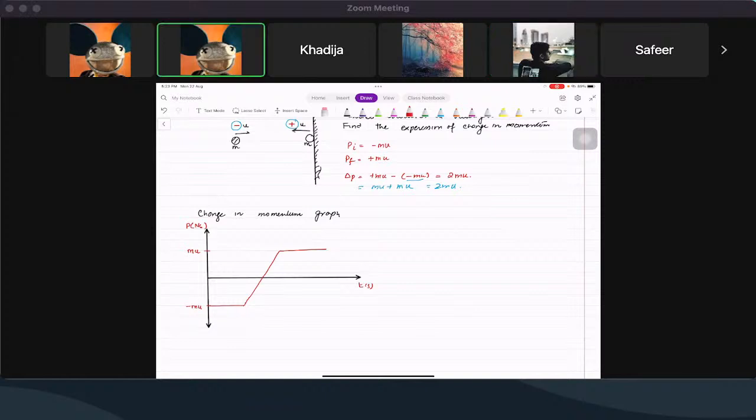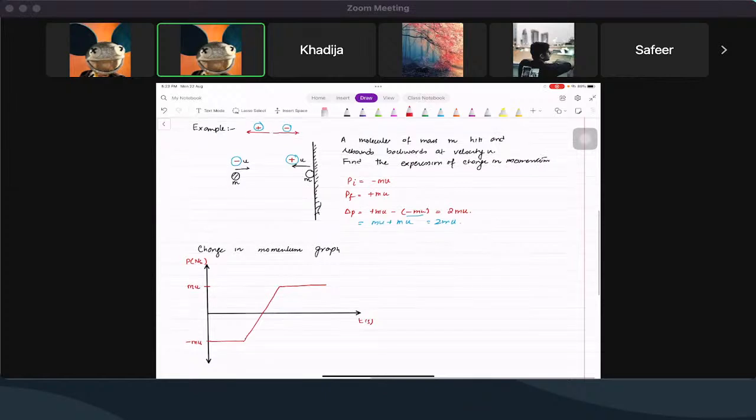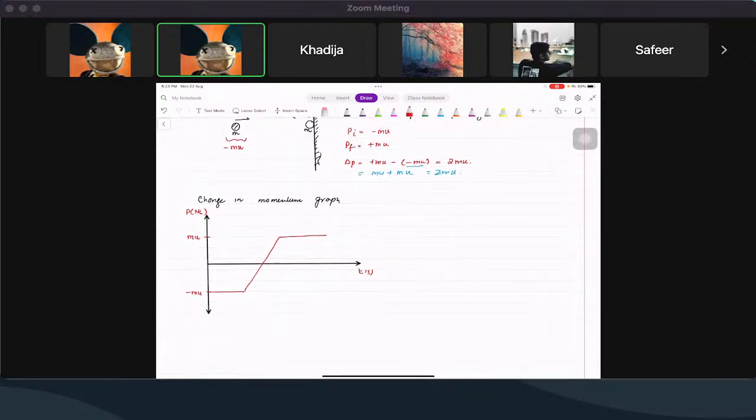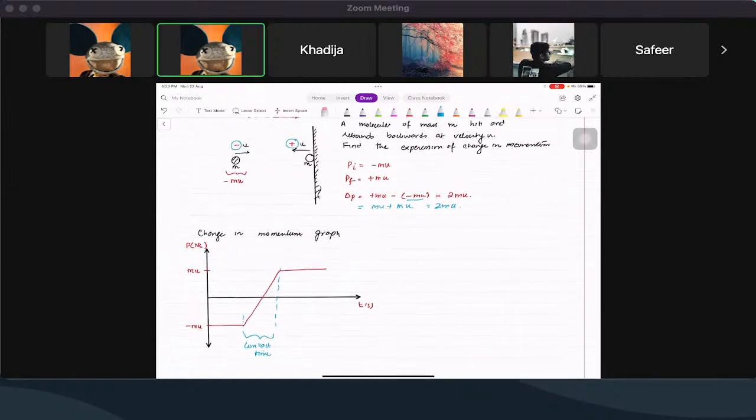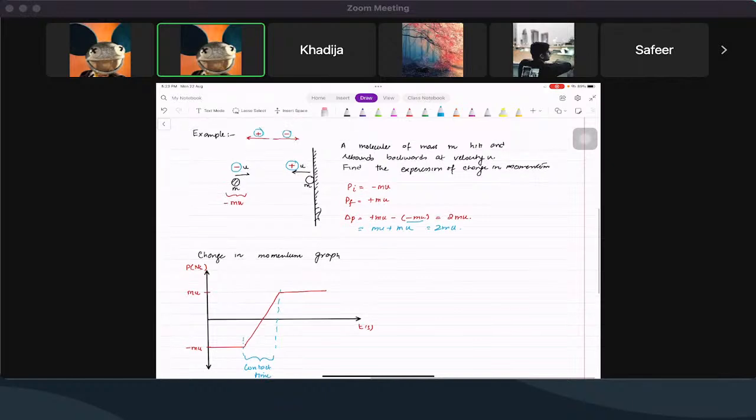If you look at this object, its momentum is minus mu till it hits the wall. It goes till this point, and from here till here is basically the contact time. Do you understand? It is touching the wall, and due to the force from the wall it has reversed its direction. So when it comes back, the final momentum is mu, which is right here. Now it goes with mu. Do you understand? Yes.